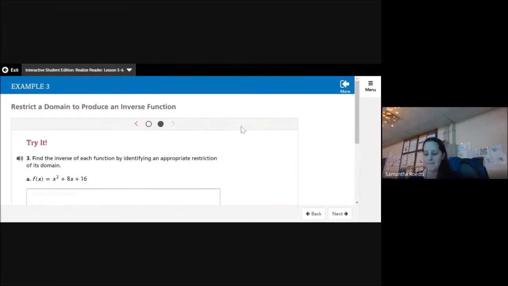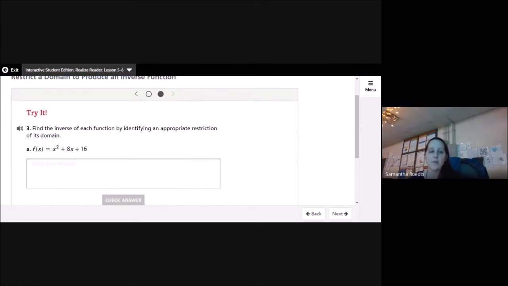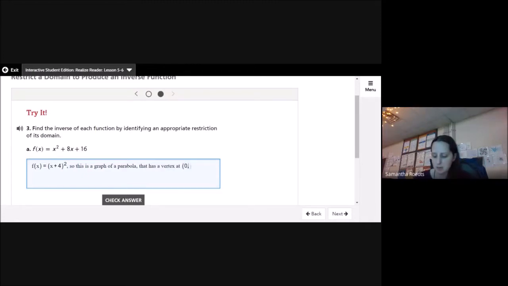All right, let's try it. Find the inverse of each function by identifying an appropriate restriction of its domain. So I have f of x equals x squared plus 8x plus 16. This can be rewritten as (x plus 4) squared. So this is a graph of a parabola that has a vertex at (-4, 0).